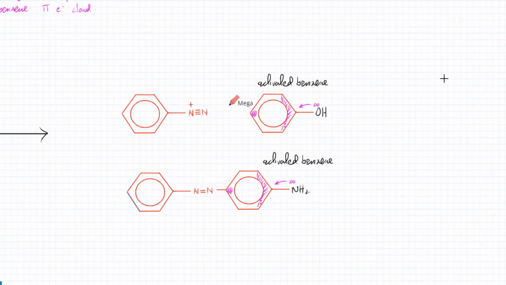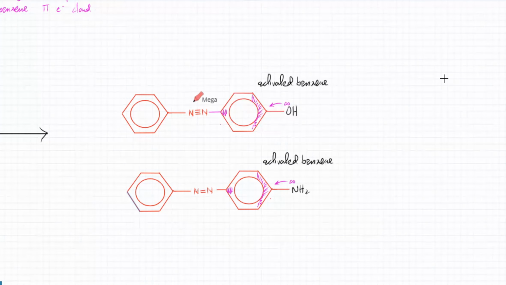The electrons from benzene get attracted to the nitrogen in N triple bond N plus 1. The electrons get attracted, they end up bonding with it, and you're left with N double bond N in the middle. So that's basically your azo group.